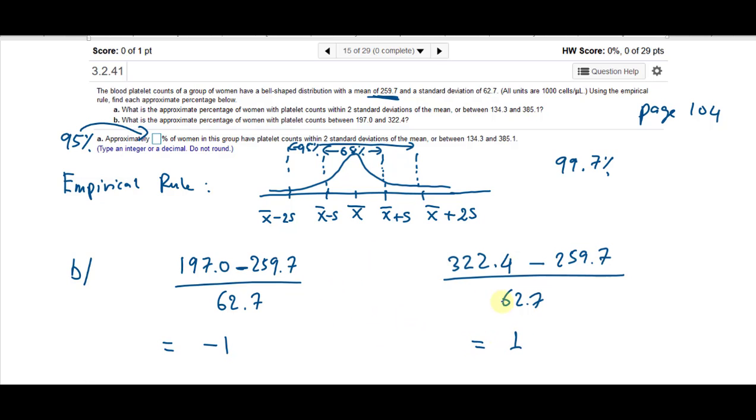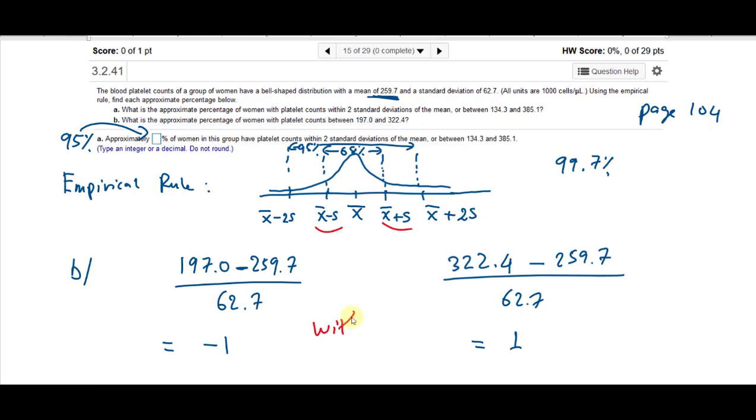Okay, so we know that the z-scores for these two values are -1 and 1. That means we have the locations for these two points: -1 means one standard deviation below the mean, and +1 means one standard deviation above the mean, which is this value and this value.